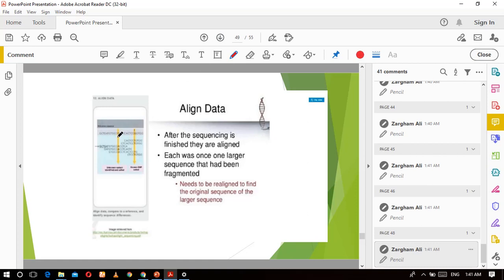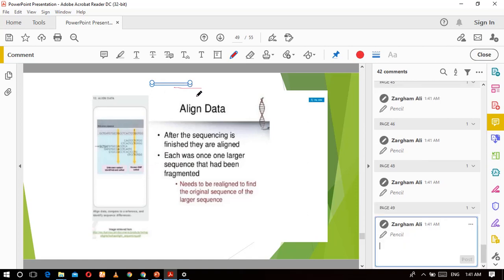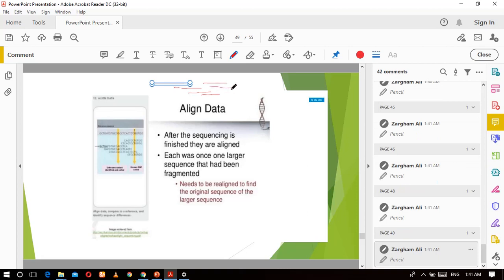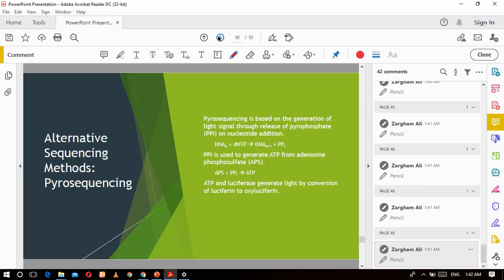As we can see, the data is very large, so we don't get the exact DNA sequence. The sequences which we obtain are generally overlapping like this. So we need algorithms and a fast computer to help us there. We align the data with the help of computers.